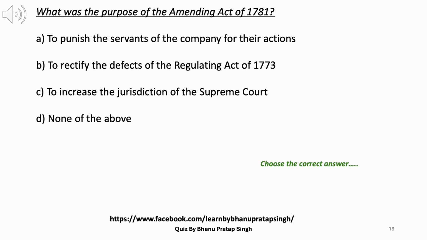19. What was the purpose of the Amending Act of 1781? A. To punish the servants of the company for their actions. B. To rectify the defects of the Regulating Act of 1773. C. To increase the jurisdiction of the Supreme Court. D. None of the above. Answer B. To rectify the defects of the Regulating Act of 1773.